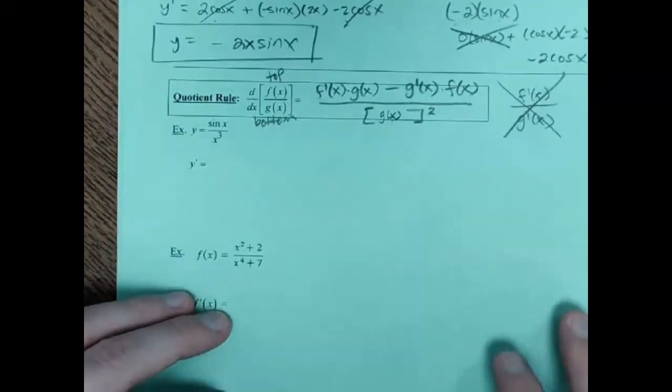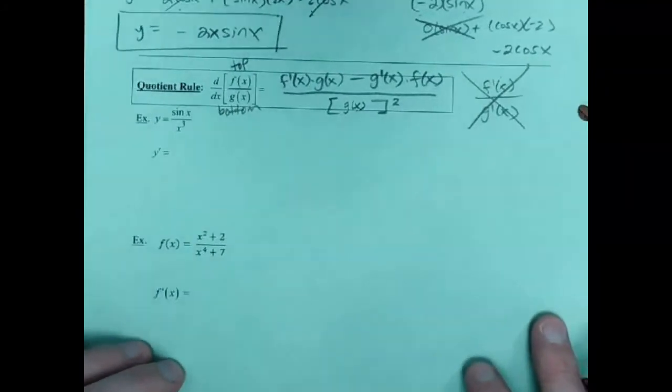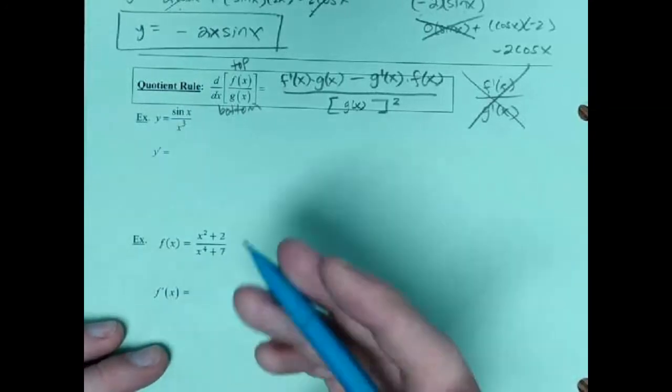Okay, let's do a couple of examples in practice with this quotient rule, because it's a nasty formula. You really need to practice, because this isn't going to get in your brain without some dedicated practice. Okay, here we go. We do have a quotient. Very nice. Let's go ahead and use the quotient rule.